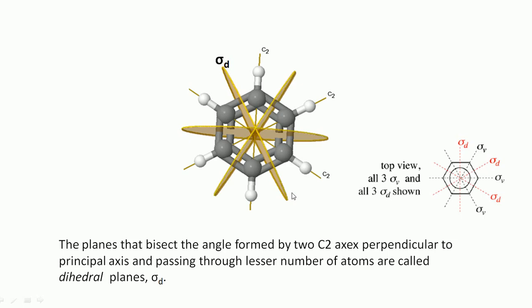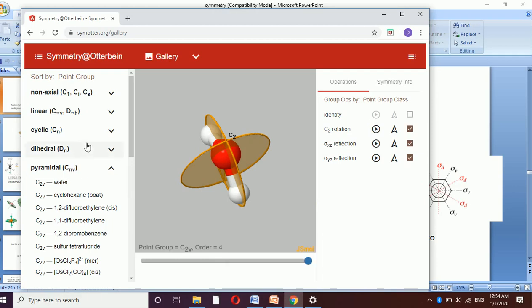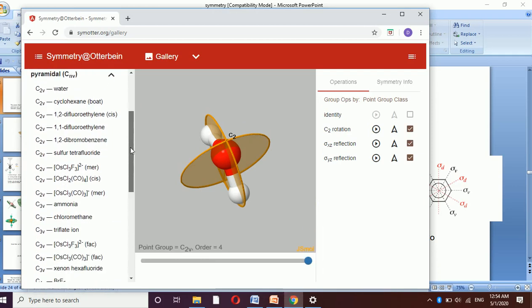So sigma v and sigma d both contain the principal axis, but the dihedral plane of symmetry will bisect the angle formed by the two C2 axes perpendicular to the principal axis, and they will also be passing through a lesser number of atoms. Okay, so they are the dihedral planes of symmetry, which I will demonstrate to you through the Vesta website. We can take the benzene molecule.